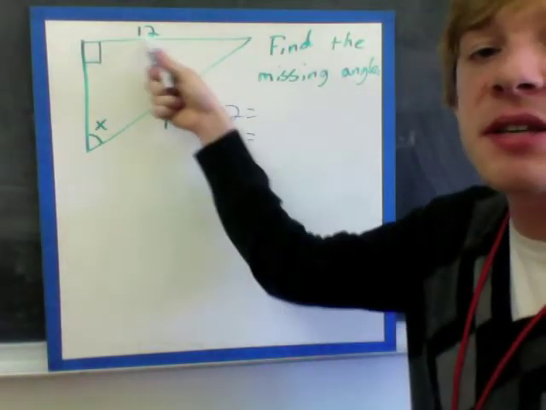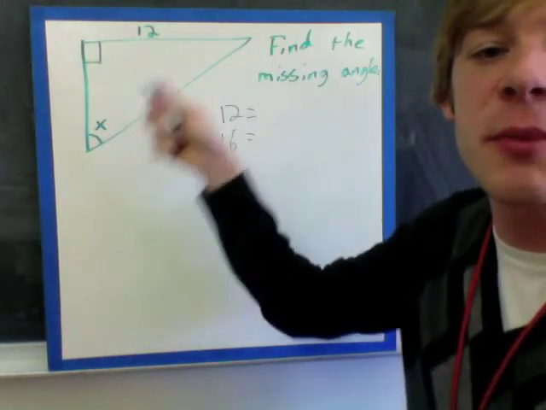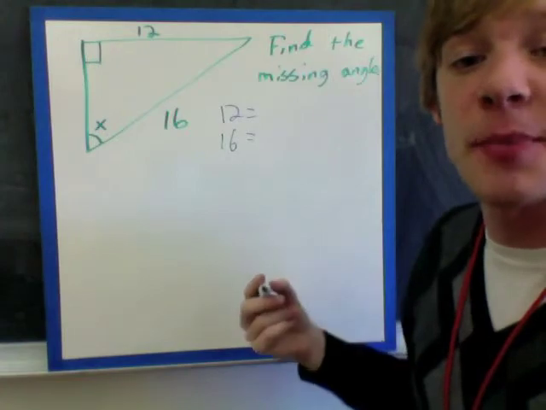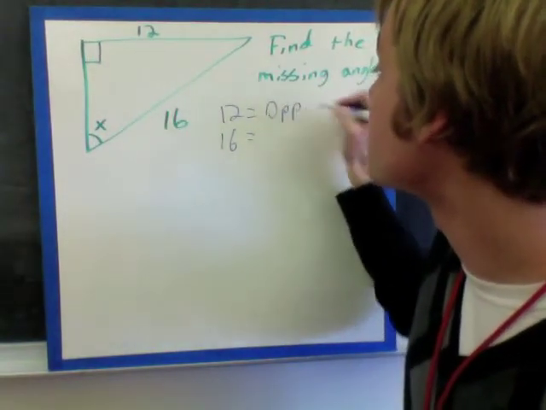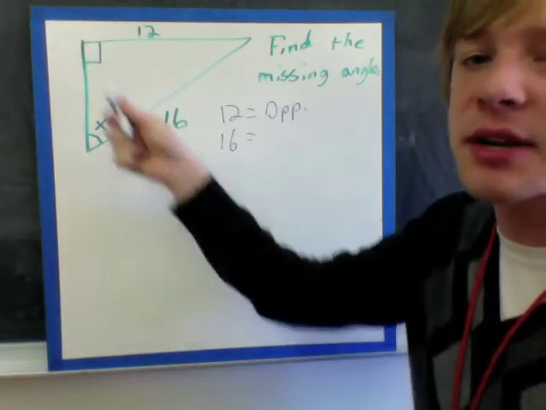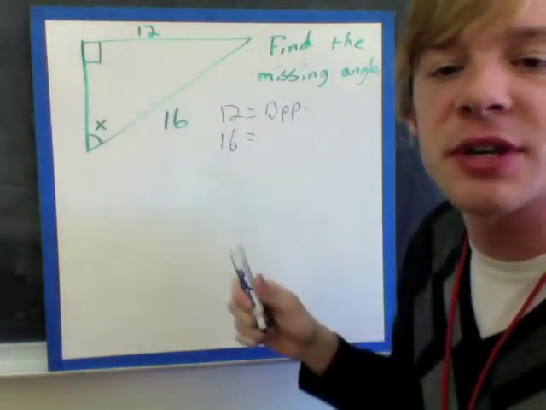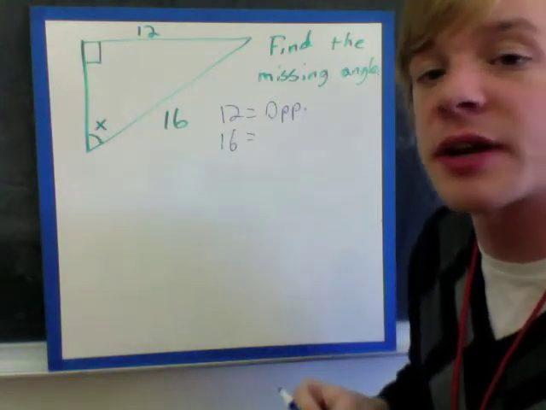So we see that this side 12 does not touch our angle down here. It's across from our angle, so that would be our opposite side. And then 16 here, this looks like the longest side, and we see it's also across from the 90-degree angle. So that means that this has to be the hypotenuse. This is the biggest side of our triangle.